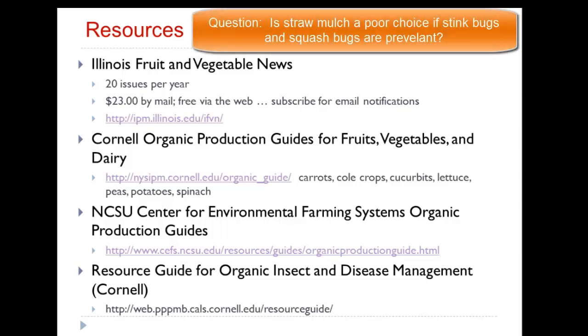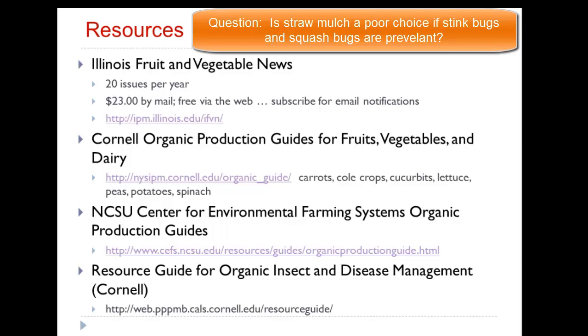I see in the chat box, is straw mulch a poor choice if there are squash bugs also prevalent? If you're not putting your straw mulch where the squash bugs were last year, meaning you've moved squash to a new spot and you mulch around it, that should not necessarily favor anything. If you leave mulch in place where you've got squash this year, yes, that helps their survival through the winter.